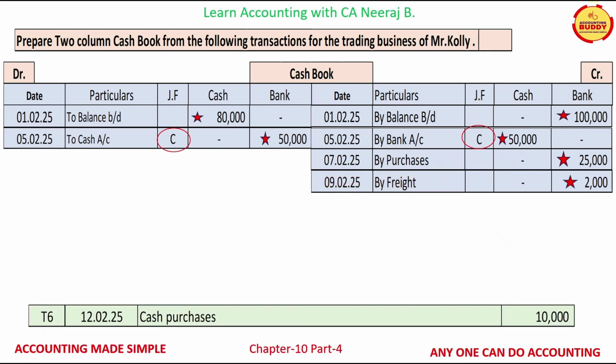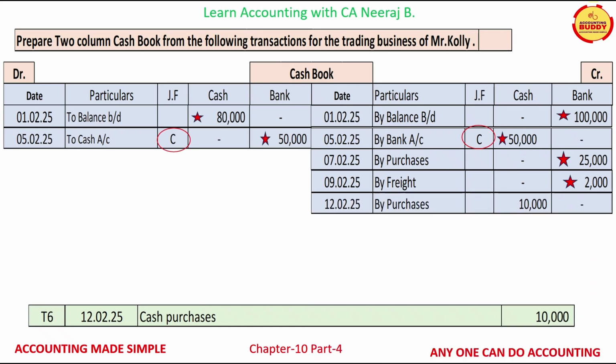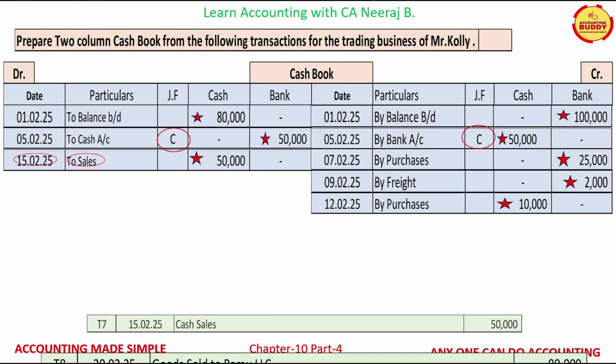Transaction T6 is on 12th February 25, business purchased goods for $10,000 and paid cash. Since it is a payment transaction, it will be recorded in the cash column on the right hand credit side of the cash book for $10,000 on 12th of February 25 by writing the words by purchases account. Transaction T7 is on 15th February 25, business did a cash sales of $50,000. Since it is a receipt transaction, it will be recorded in the cash column on the left hand debit side of the cash book for $50,000 on 15th February 25 by writing the words to sales account.